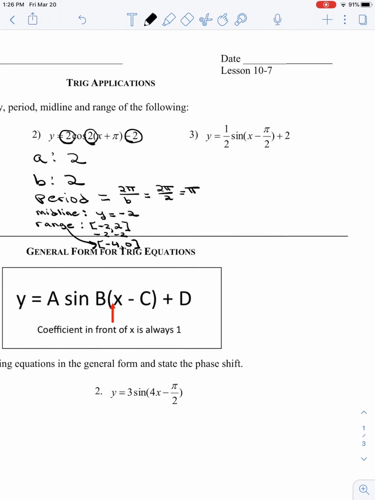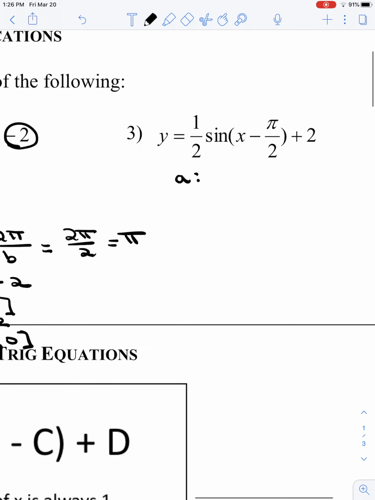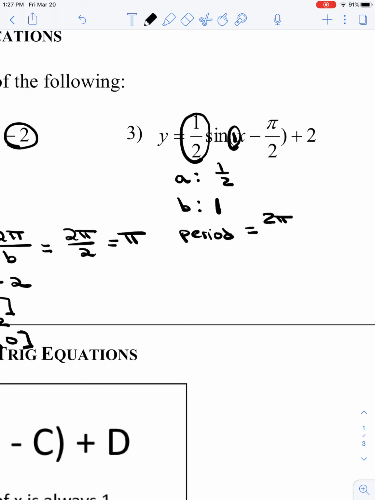Okay, let's take a look at question number 3. So for question number 3, my a value or my amplitude should be a 1/2. My b value or my frequency should be a 1. My period is 2 pi divided by the frequency, or 2 pi divided by b, so it's just going to be 2 pi. The midline should be y equals 2.